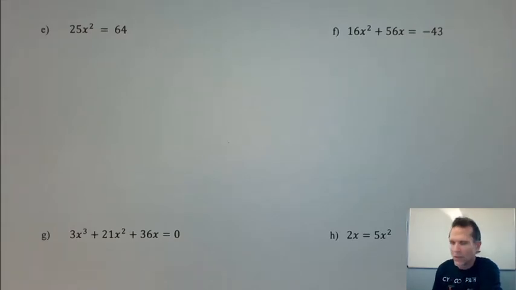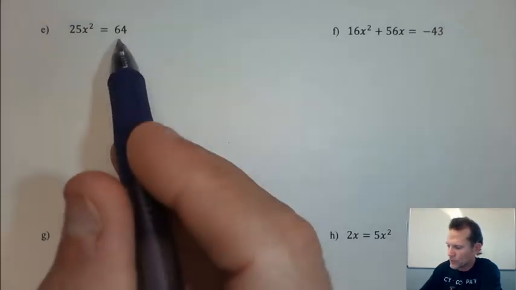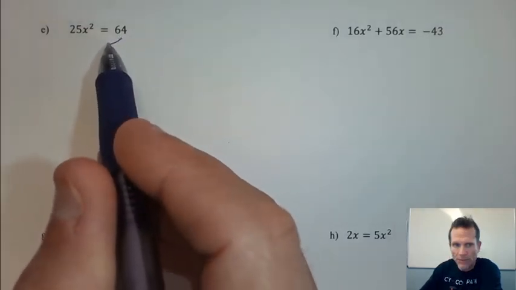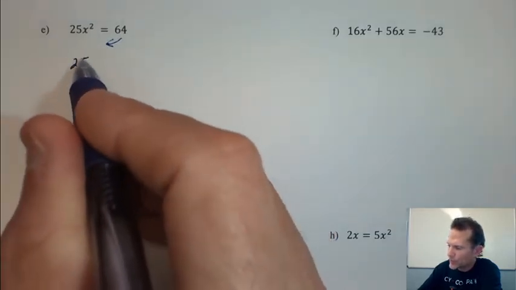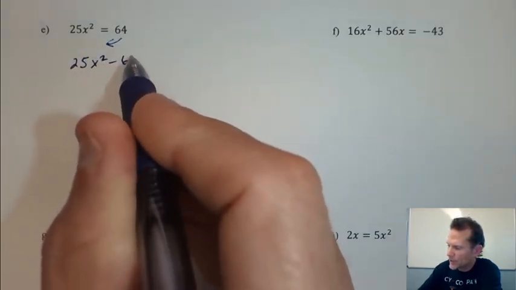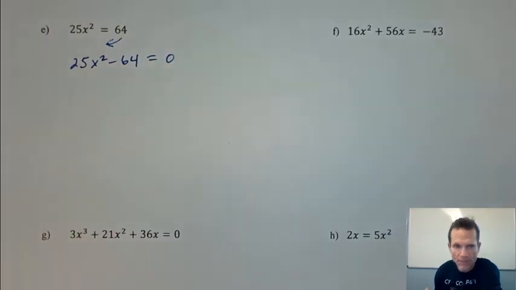Okay, continuing on with 11.6, we are going to solve these quadratic equations by the factoring technique. Remember, the first step is we want to get the quadratic equal to 0. So on this one, I'm going to move the 64 over, or subtract 64. So I have 25x squared minus 64 equals 0.